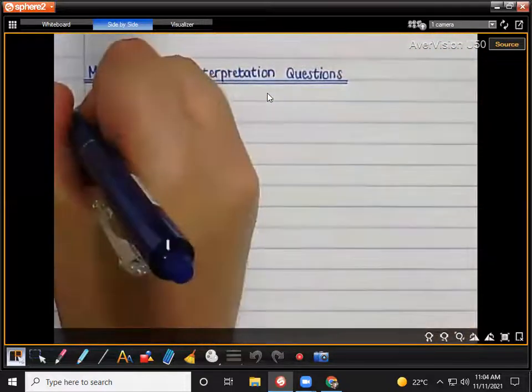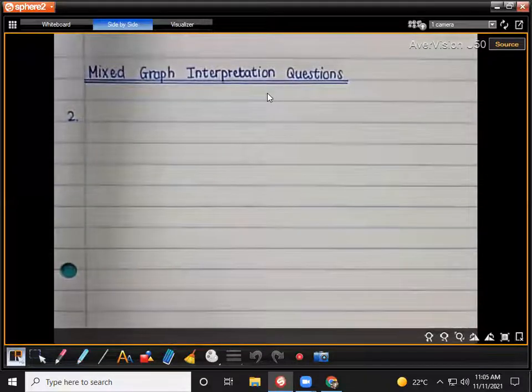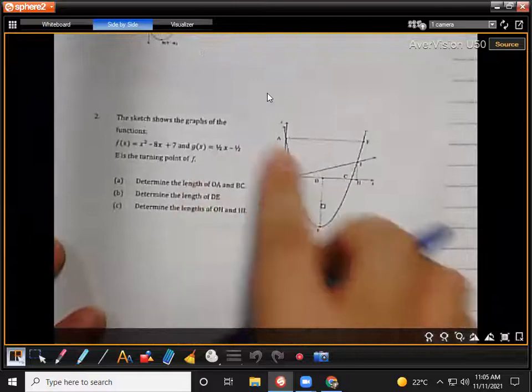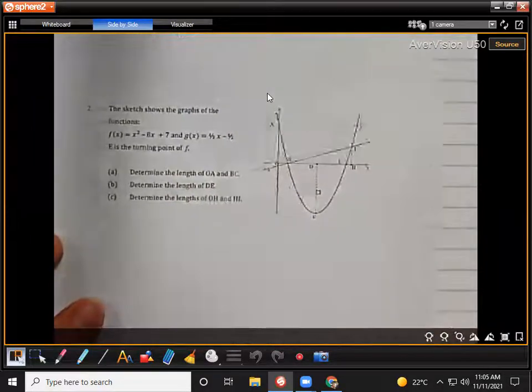Okay. This is this A5 page that I handed out to you guys the other day. We did the first example, which was this one. We've done that one already. Now we're doing the second one. All right, the second example.